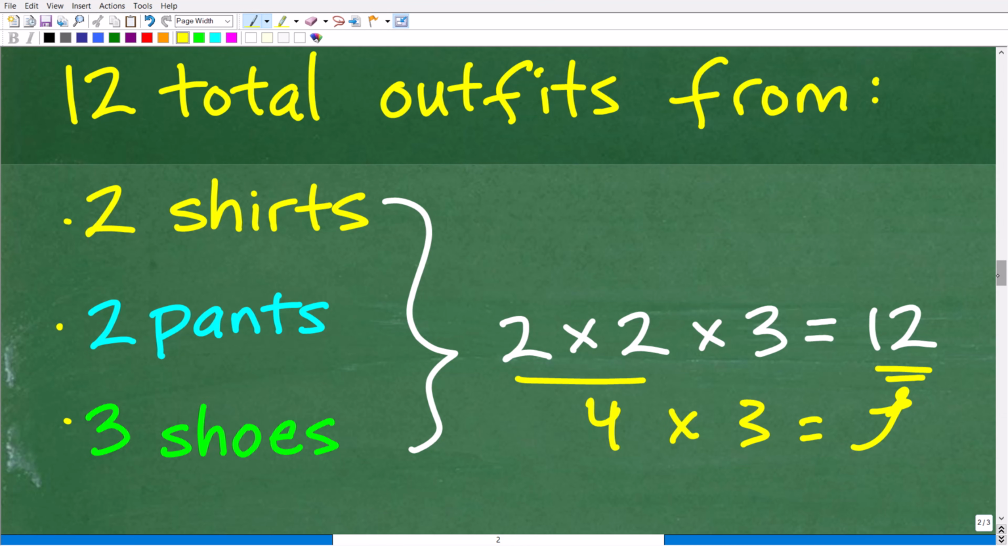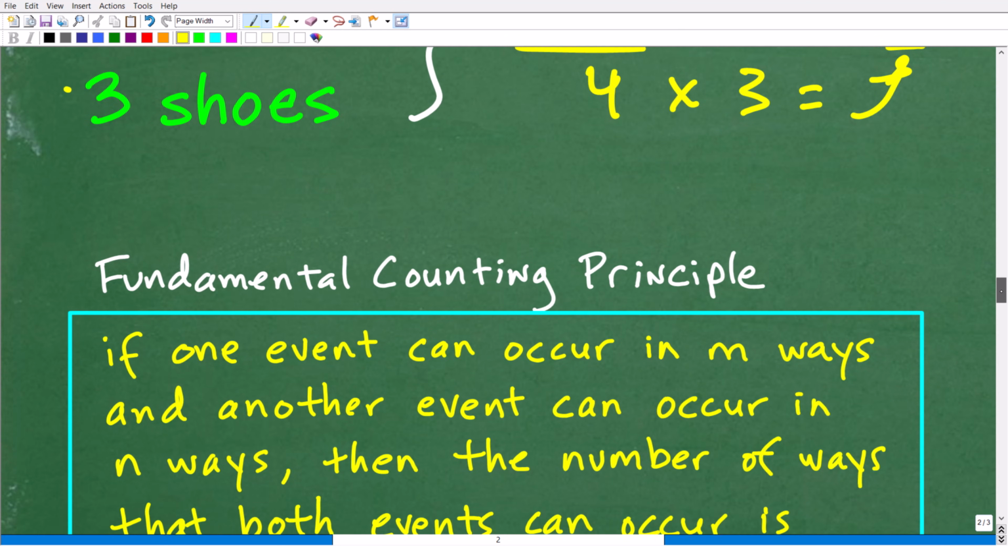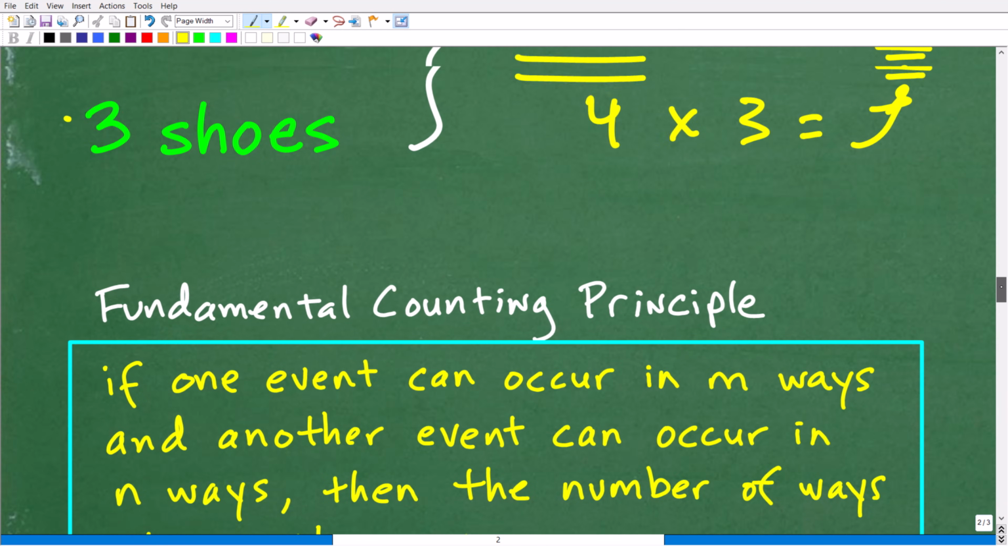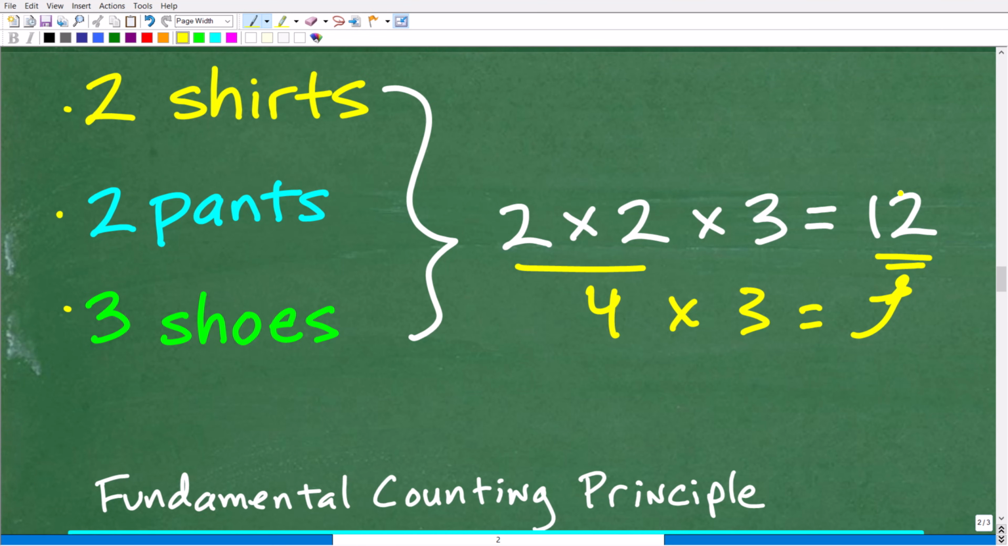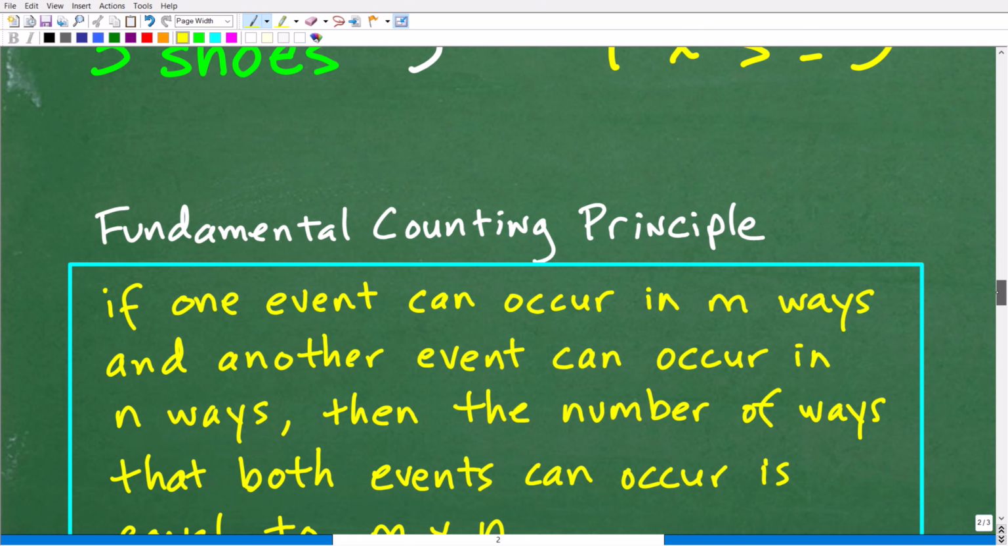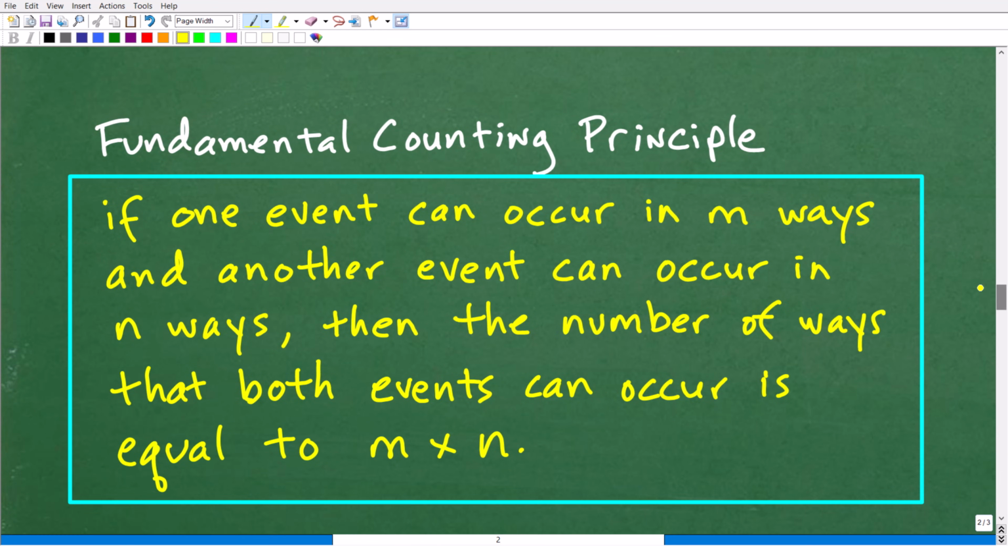But we're going to get into something really important right now, and that is called the fundamental counting principle. And this right here, what we just determined, 2 times 2 times 3, we could select 2 shirts. How many shirts could we select? Well, we have 2 options. How many pants? We have 2 options. And how many shoes? We have 3 options. So the total amount of combinations we can make with those options is 12. Well, this is effectively an example of something called the fundamental counting principle. And here it is. I'll go and read it to you.